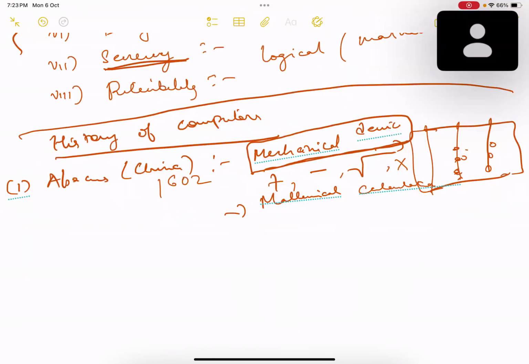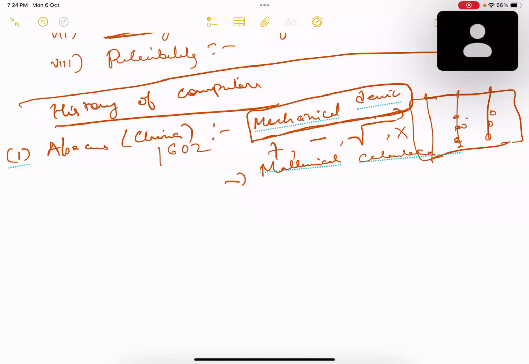So this was generally considered to be the beginning of the development of the computer system. If you look at the development of the computer system, a number of different types of devices were developed between this and our present day computer system. A number of devices were developed by different people. We'll see just a few of them, just the important ones.